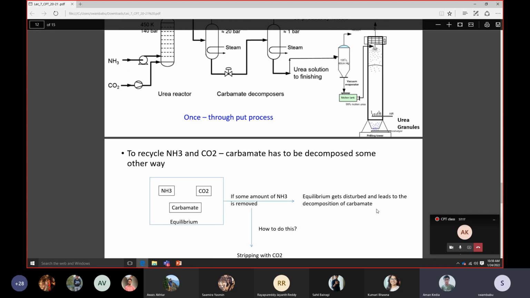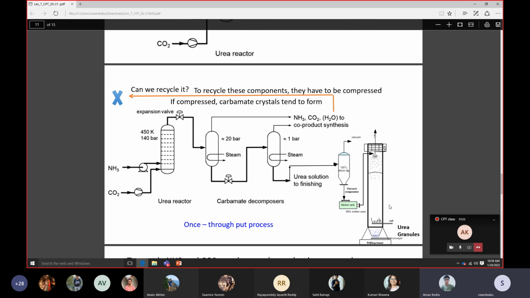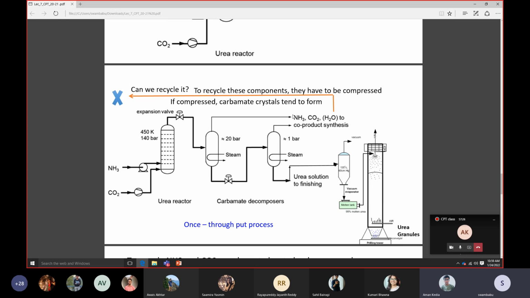Now, an important question comes here: can we recycle this unreacted ammonia and CO2? The problem is, if you want to recycle, ammonia and CO2 need to be pressurized, because here the CO2 is pressurized to go into liquid CO2, and ammonia also needs to be pressurized because ammonia has to be sent as a liquid.